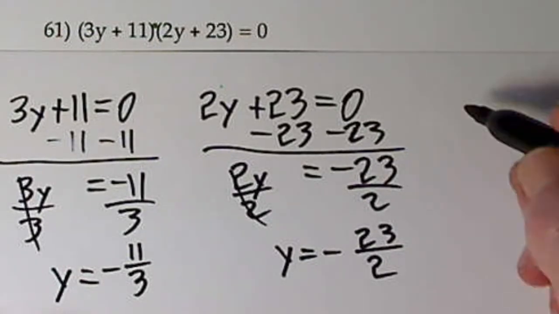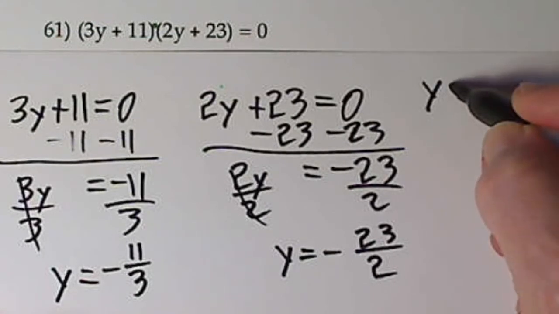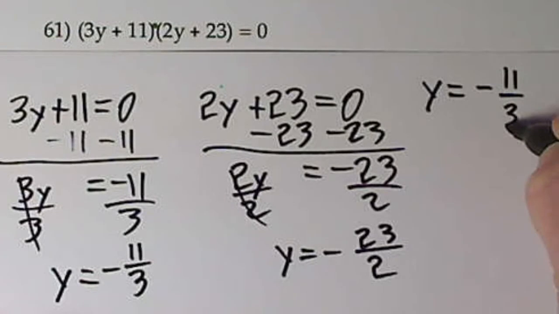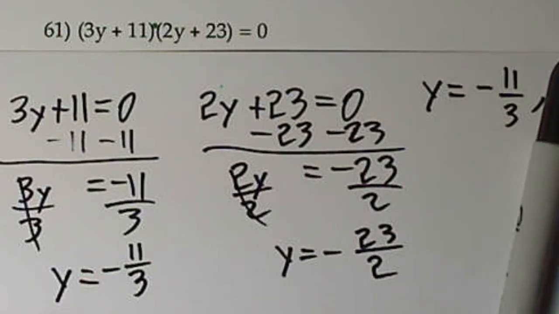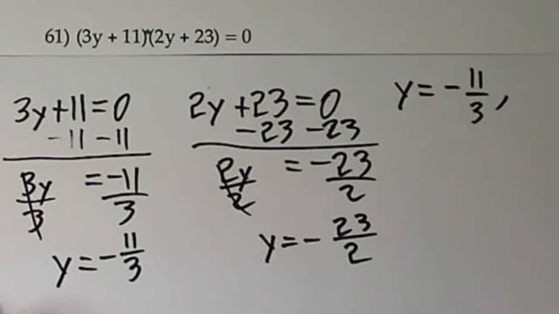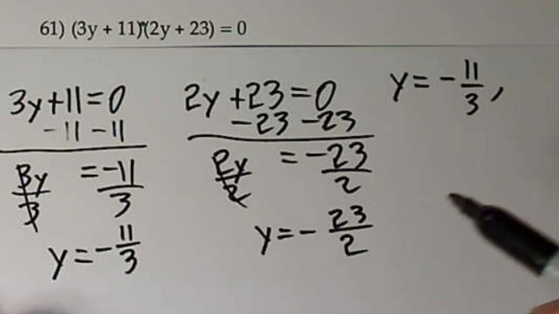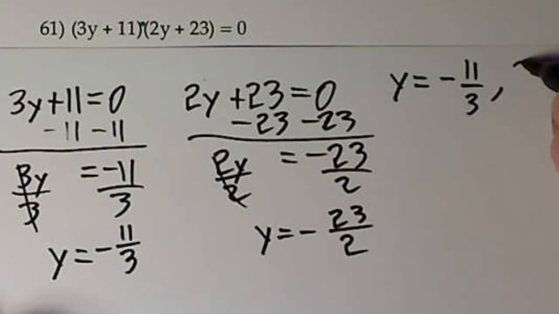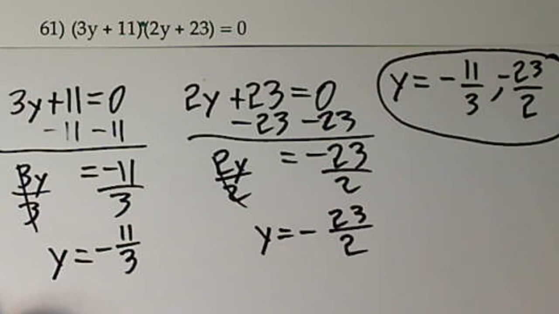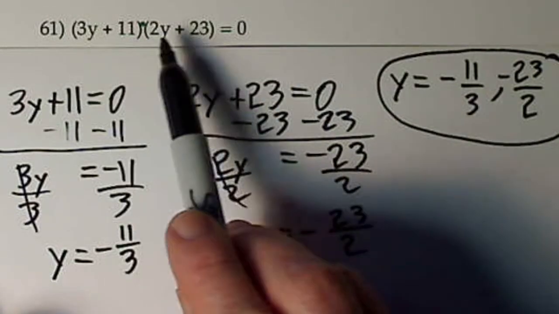Okay, so your answer is going to be y equals negative 11 thirds, comma. I was hoping to keep it on the paper, but I guess that's not going to work. There we go. So negative 11 thirds, negative 23 halves. I did forget my negative there. Okay. These are the solutions to this equation.